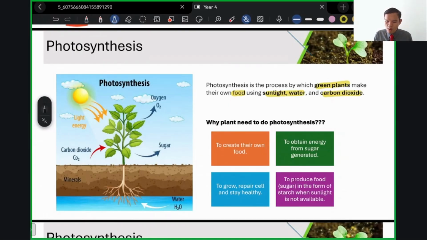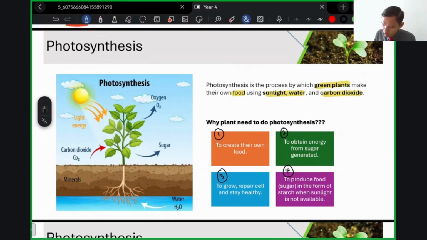So why does a plant need to do photosynthesis? 1, to create their food, 2, to obtain energy, 3, to grow, and 4, to produce food in the form of starch when sunlight is not available. I see a question in the text bar. So what is starch? Oh, great question. Very great question.